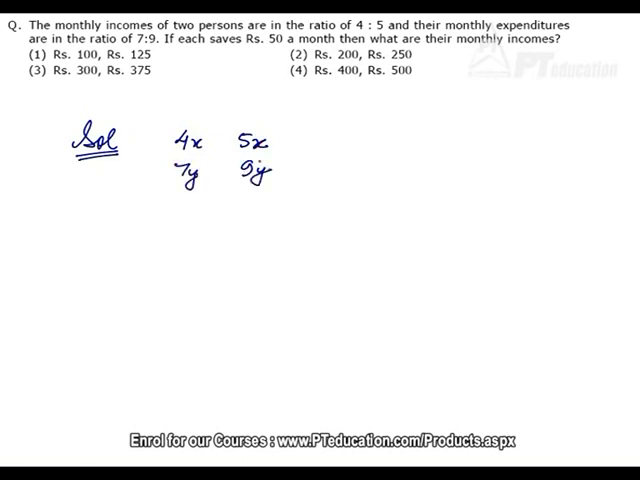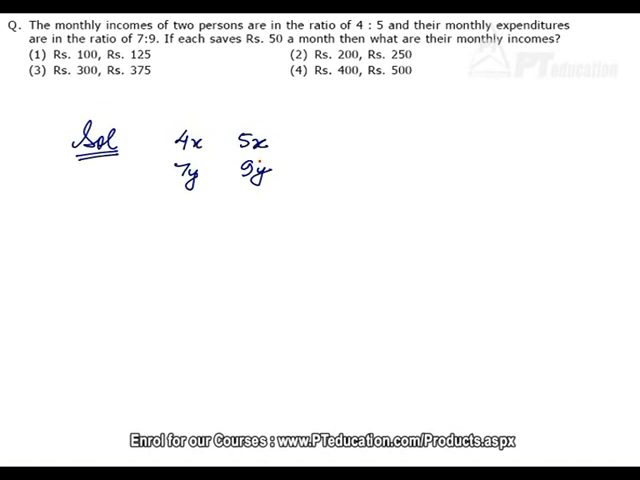Remember, if income is taken in x, expenditure has to be taken in a different variable y, because ratios can never be of two different things. So income is a different thing, expenditure is a different thing. And as per our basic definition of ratio, for different things you cannot have a common ratio. Hence x and y are separate.